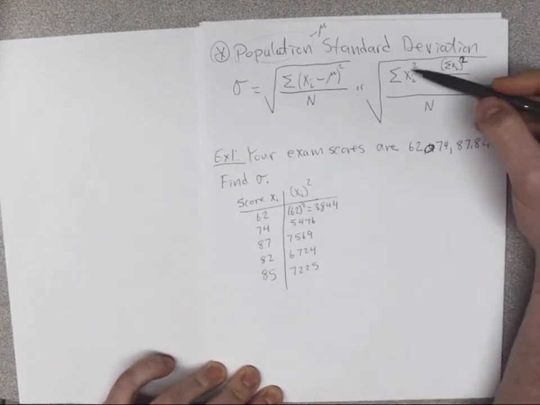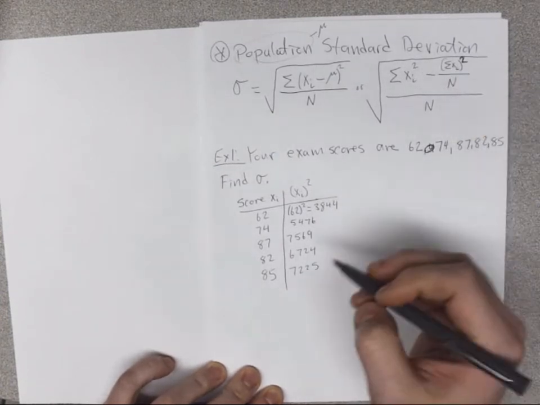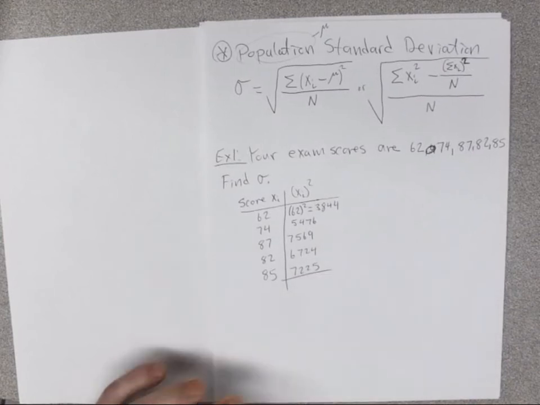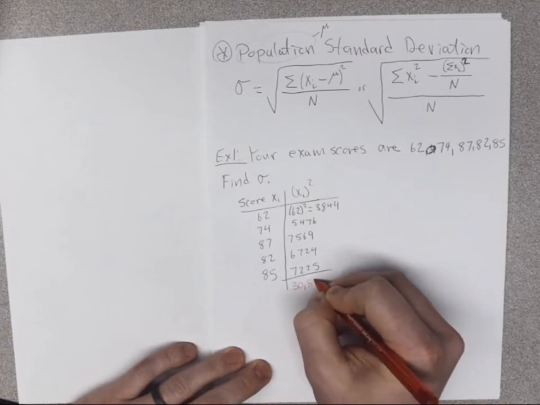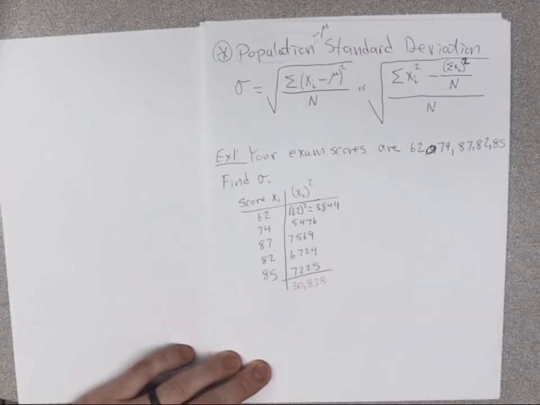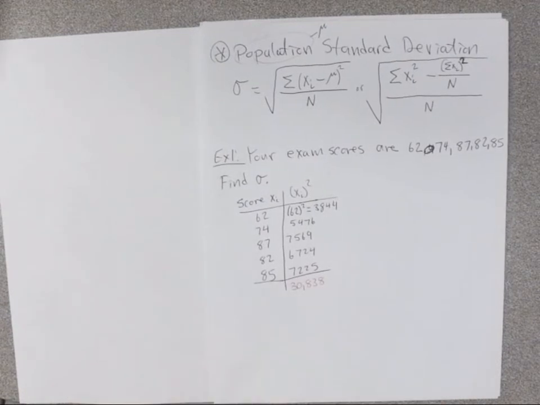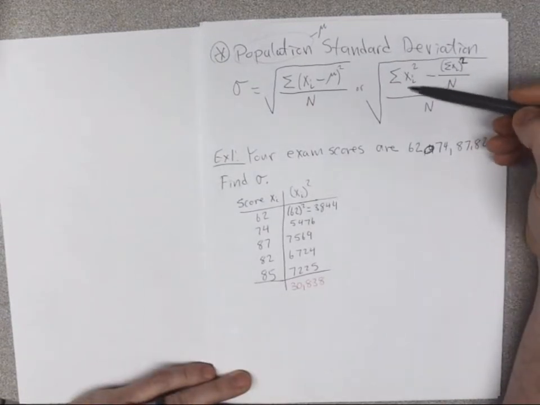And now what this is saying is sum all of those together. So let's sum all those together, and you would get 30,838. So this takes care of this portion of the formula.